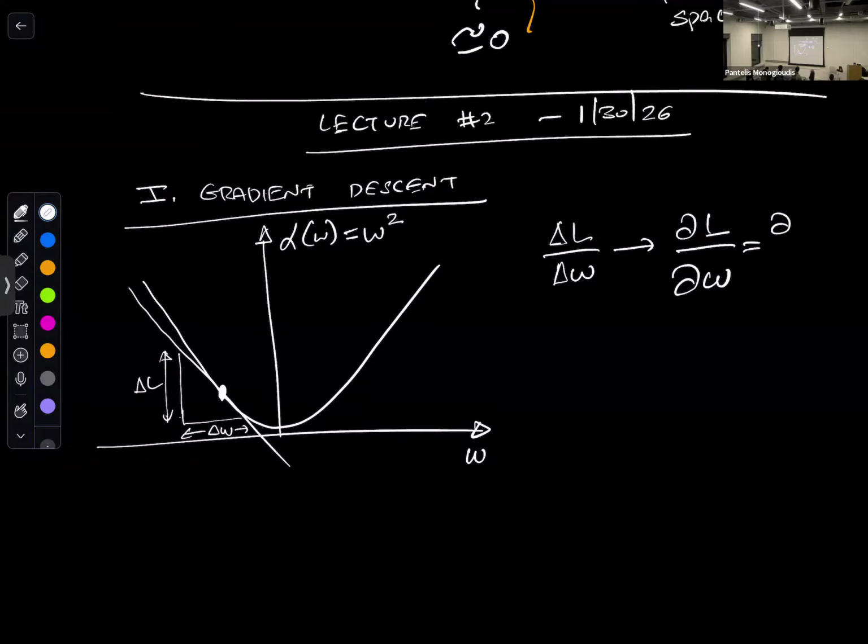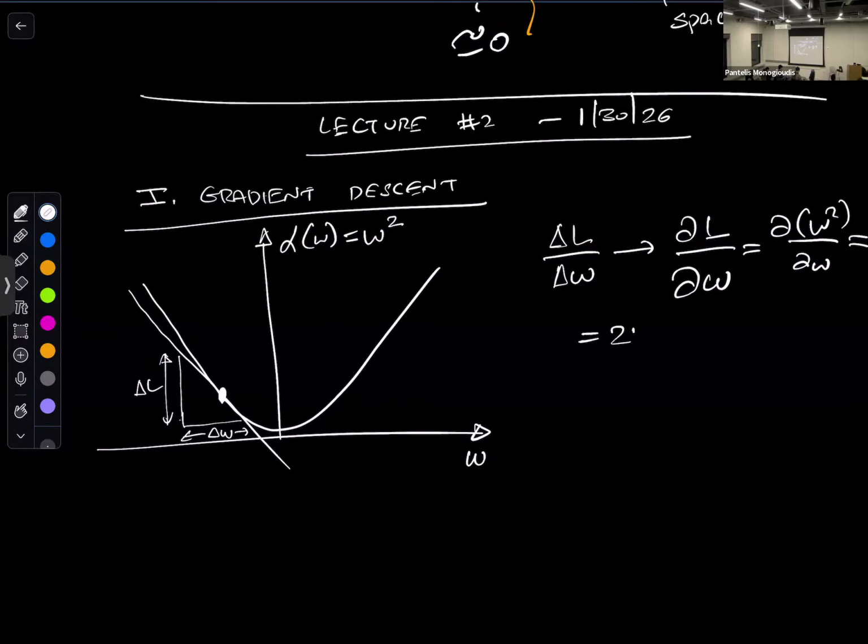So what is the partial derivative of W squared with respect to W? 2W. From that lookup table, it's 2W. What happens as the point that I'm considering goes here, and then here, and then here, and then goes right here in the global minimum?